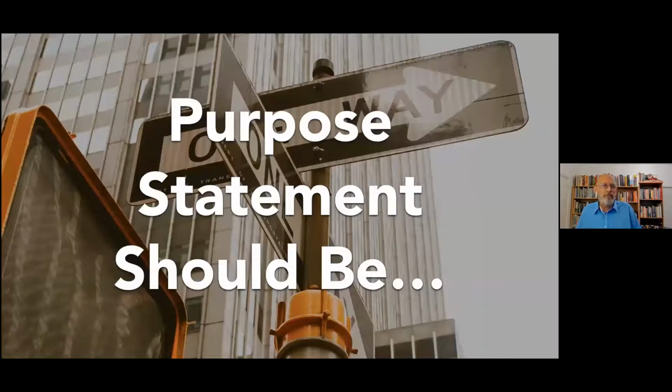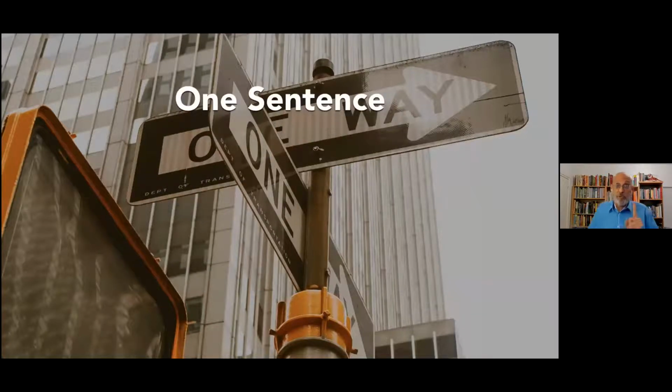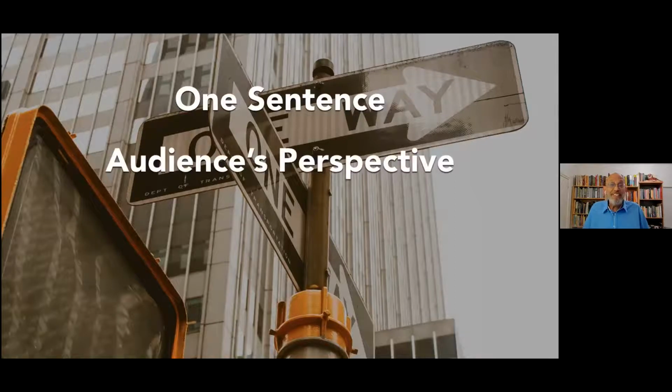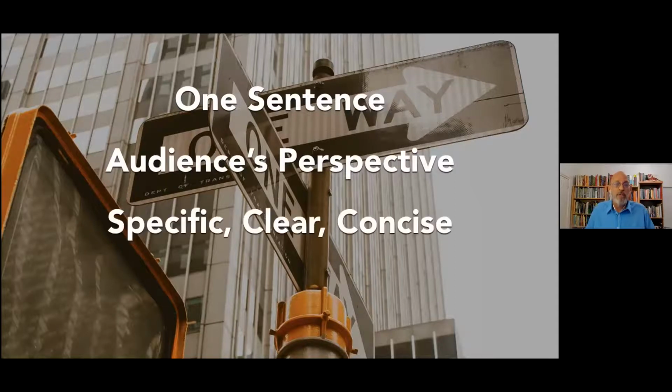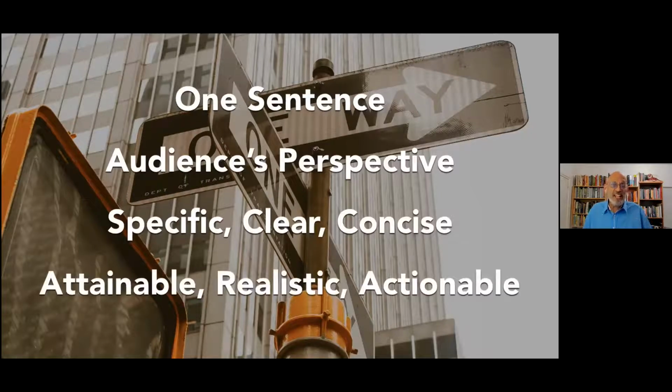So the purpose statement should be these things. It should be 1 sentence only. It should be written from the audience's perspective. It should be specific, clear, and concise. And it should be attainable, realistic, and actionable. Now, these last 3, the attainable, realistic, and actionable, they don't apply to all speeches. If you're doing an entertaining speech, it might not be realistic, okay? But for most speeches that you want to teach people or have them do something, these are the things that you should have on it.